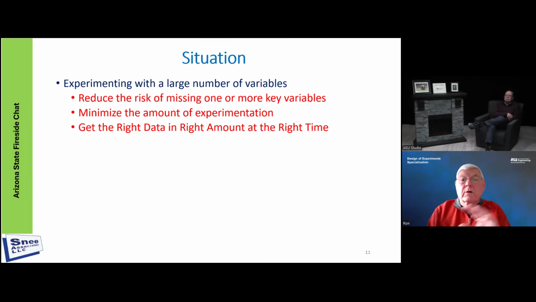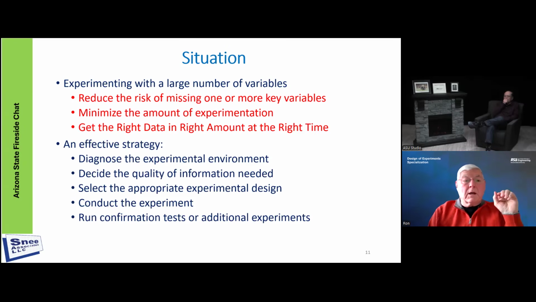So our situation now, when we're thinking about our strategy, is we're experimenting with a large number of variables. We want to reduce the risk of missing one or more key variables. We want to reduce the amount of experimentation. And as I mentioned earlier, I keep coming back to this, we want to get the right data in the right amount at the right time.